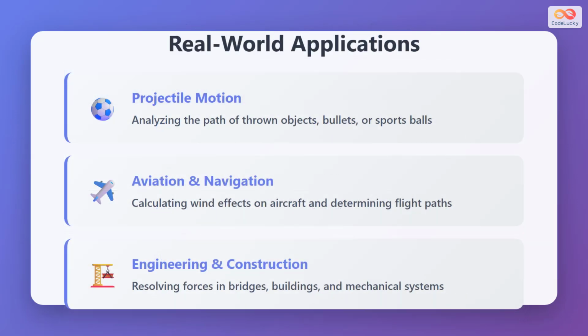Vector resolution has countless real-world applications. In projectile motion, we use it to analyze the path of thrown objects, bullets, or sports balls by separating horizontal and vertical movements. In aviation and navigation, pilots and sailors must calculate wind effects on aircraft and ships and determine optimal flight or sailing paths by resolving wind velocity vectors. In engineering and construction, architects and engineers resolve forces in bridges, buildings, and mechanical systems to ensure structures can withstand loads from multiple directions. These applications show why understanding vector components is so important across many fields.